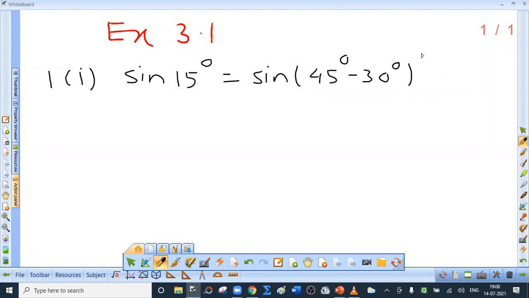Exercise 3.1. Find the values of first one, sine 15 degrees. See, 15 degrees can be expressed as what? 45 minus 30, right? You may ask, sir, 15 is 10 plus 5. I also know that, right? But will it help? No, because we do not know trigonometric ratios for 10 and 5. You may also ask, sir, what to do if sine of 11 degrees is asked? Then we cannot use addition formulae to obtain that. We will have to use log tables only.